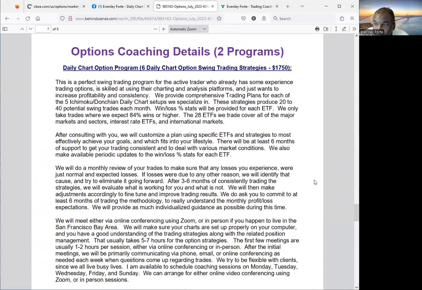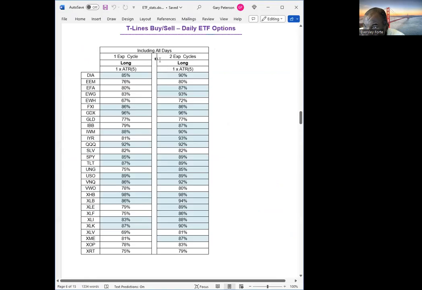And if anyone is interested in working with me on the market internals or our other strategies, which I think some of you have seen, just to show you that real quick. The stats. Most of you have seen these, but these are the win-loss stats for one of the T-line setups. If it's in light blue, it means 84% or higher. These are the different ETFs.